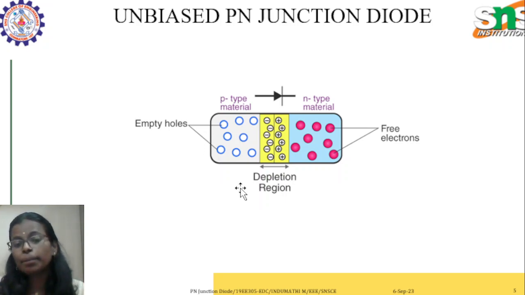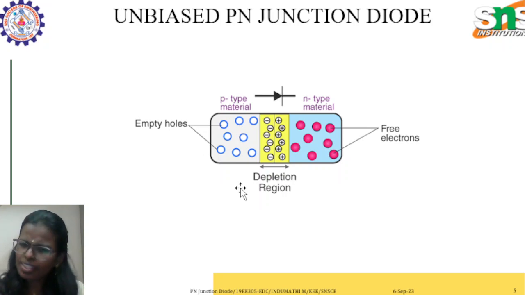The charge carriers move towards the opposite direction. The holes from the P type move towards the N type, and the electrons from the N type move towards the P type. Since holes are positively charged and electrons are negatively charged, they get recombined, so they become neutralized there.